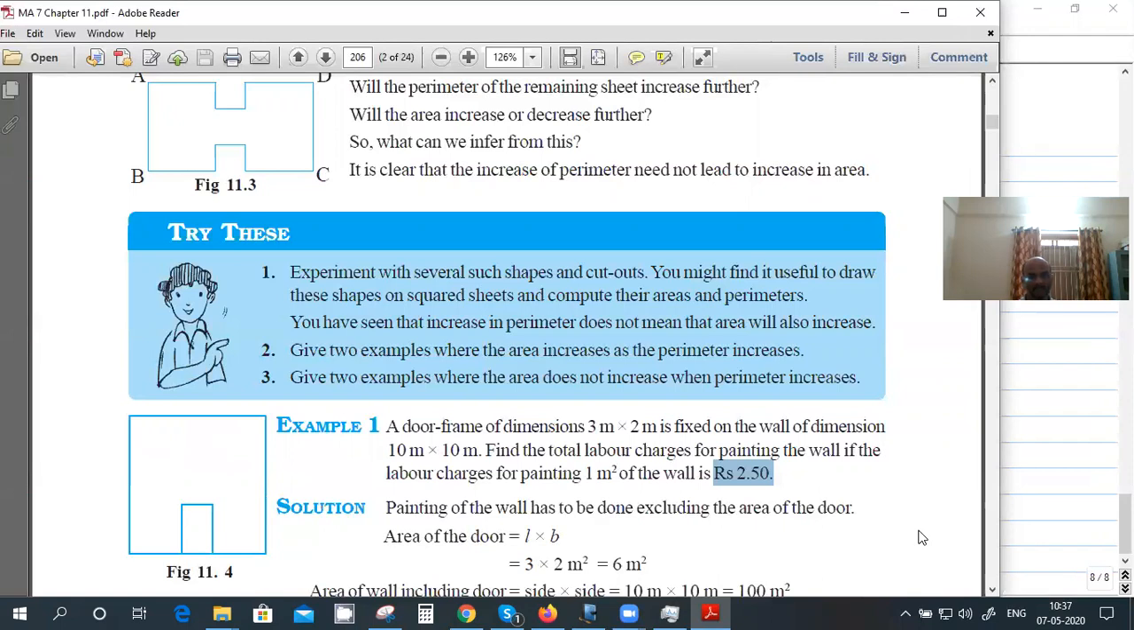Why is the door frame given? This is the door, right? The remaining parts are wall. So the painting is done on the wall, not the door. So you have to find out what will be the cost.